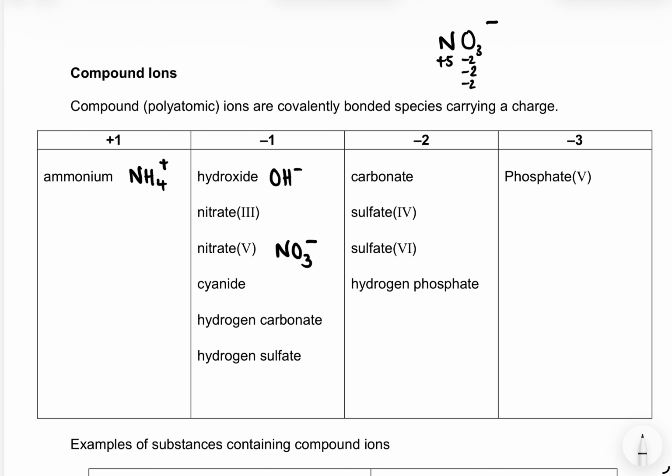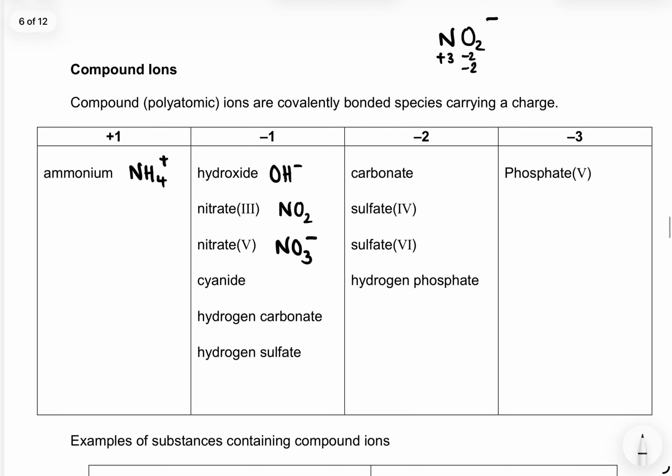Now the nitrate 3, if I was to change this to a 3, how many oxygens would I need to get from +3 to -1? You'd notice I only need 2. So this is NO2-.